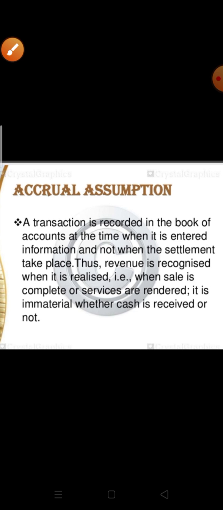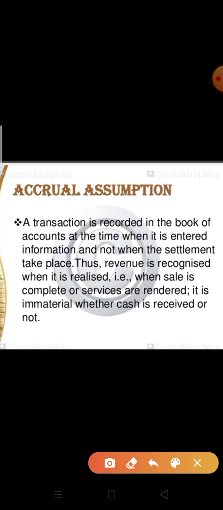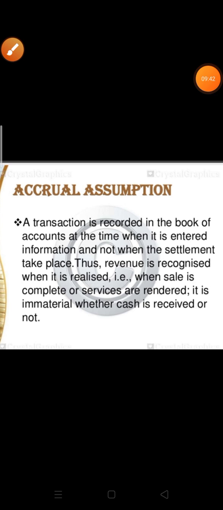Now, the accrual assumption. A transaction is recorded in the books of account at the time when it is entered into, and not when settlement takes place. Thus, revenue is just like a profit. Revenue is recognized when it is realized, that is, when the sale is complete. Realized means when the sale is complete or services are rendered. It is immaterial whether cash is received or not.